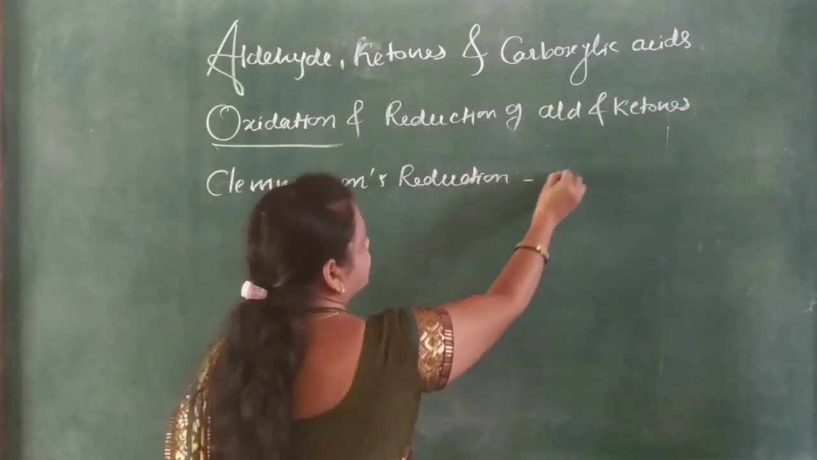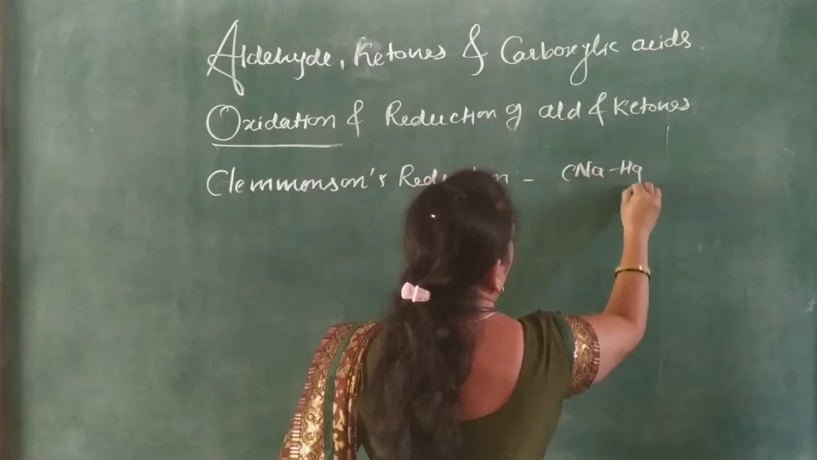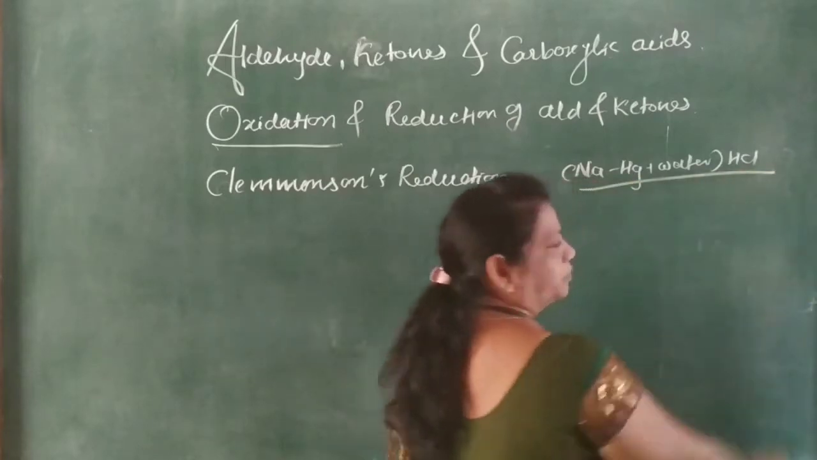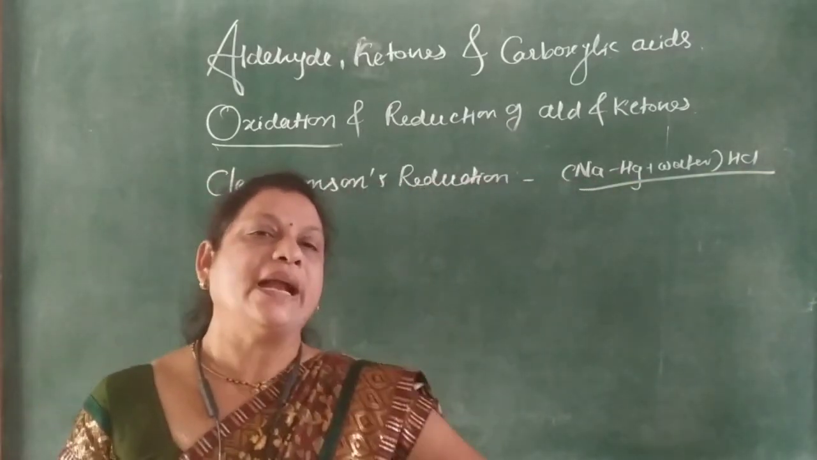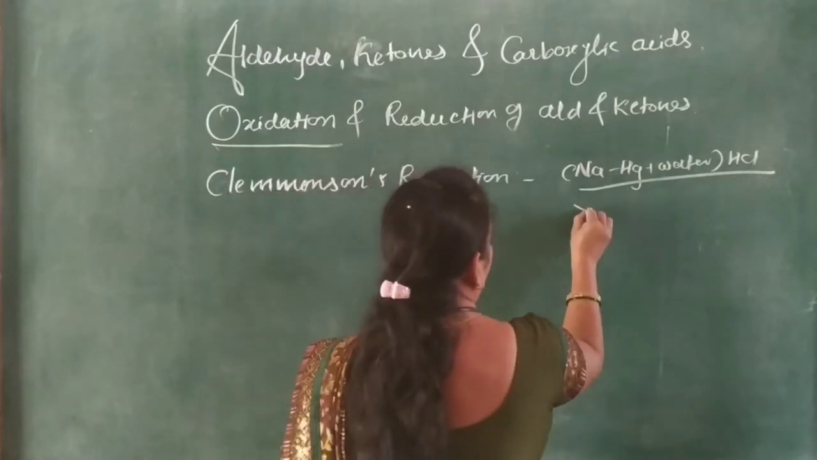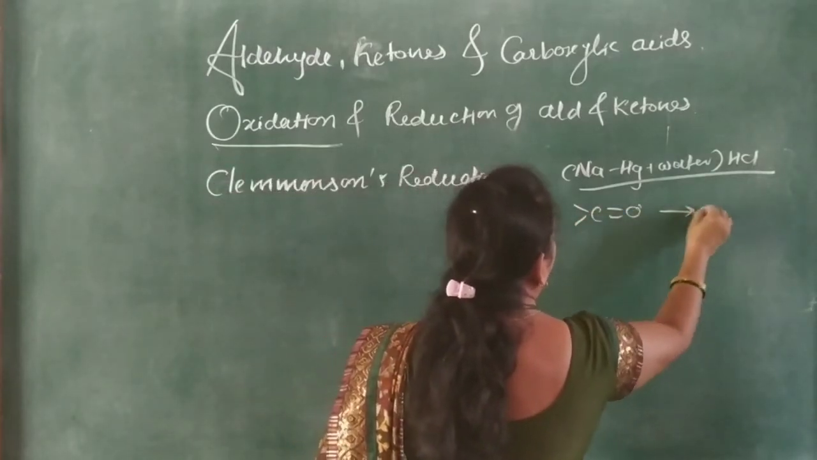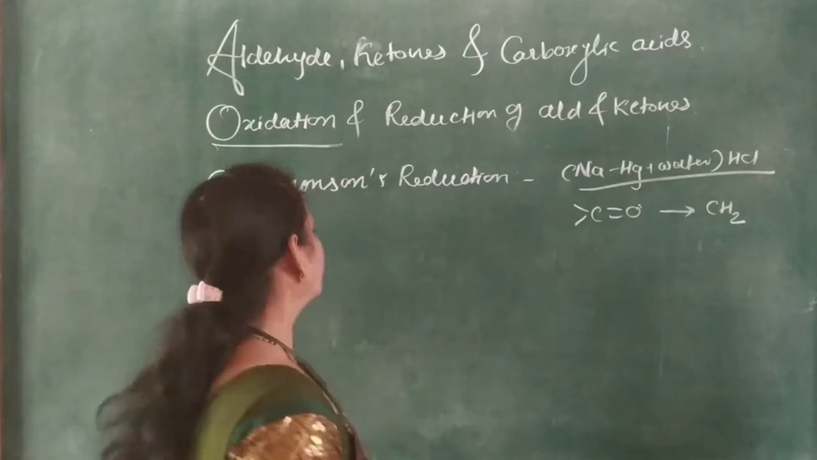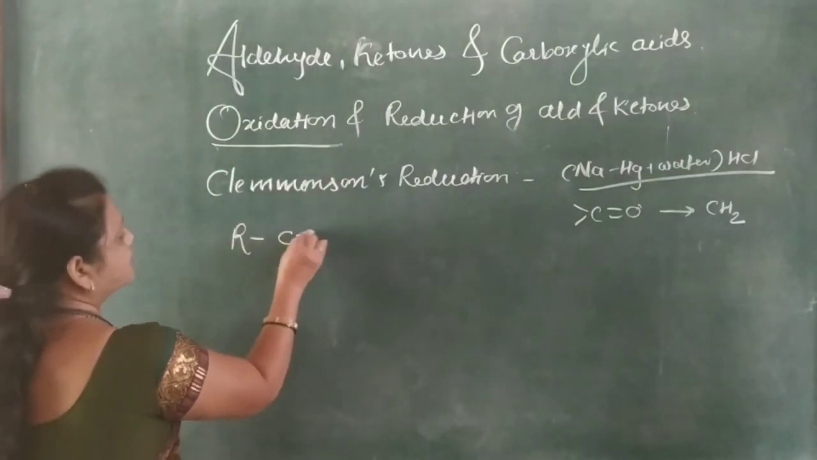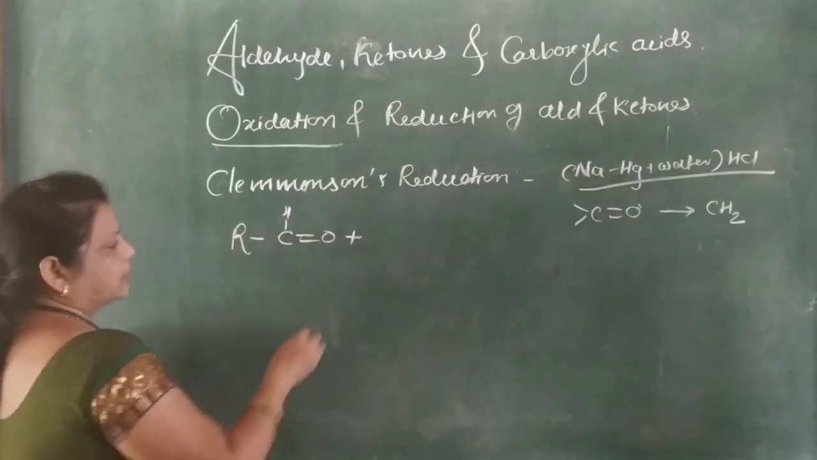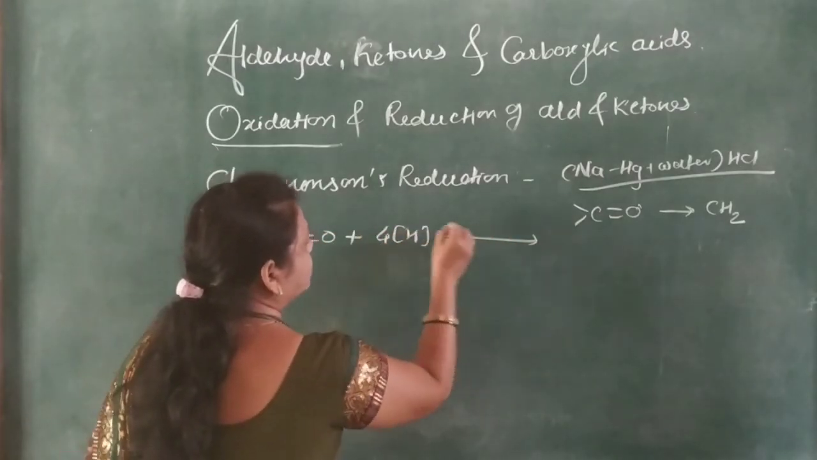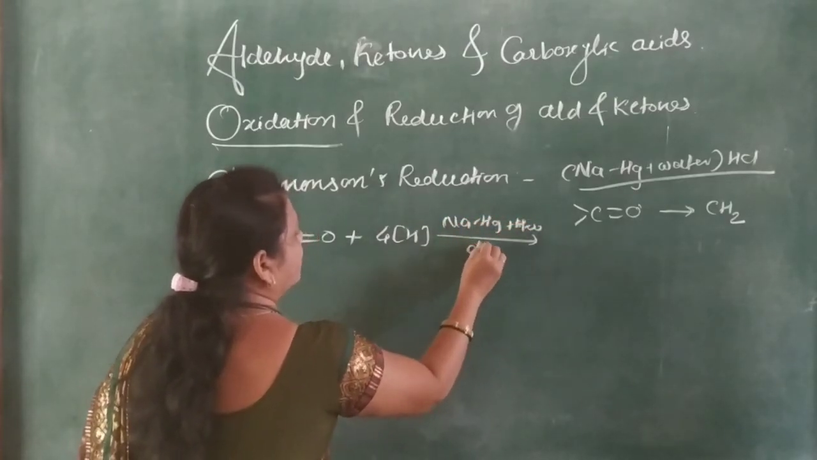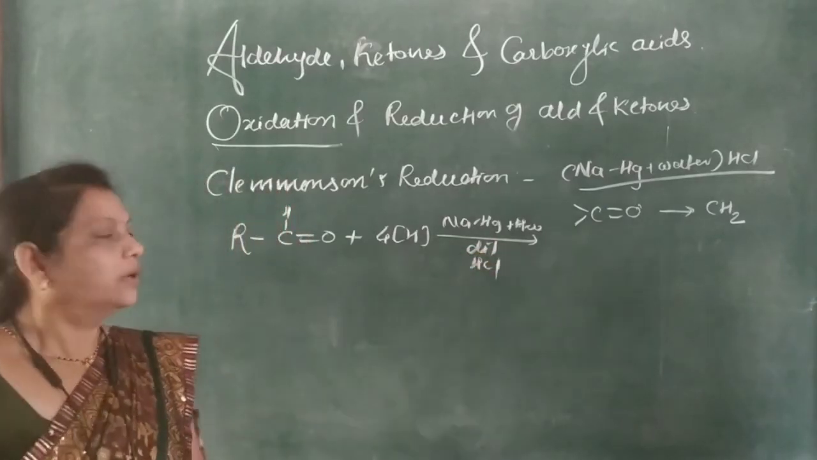Clemmensen reduction. Clemmensen reduction can be carried out in the presence of sodium amalgam and water with dilute HCl. They produce nascent hydrogen atoms, and this nascent hydrogen reduces the C double bond O to CH2 with evolution of a water molecule. So the first, that is an aldehyde, R C double bond O H plus 4H in presence of sodium amalgam and water with dilute HCl. Okay, so what happened?